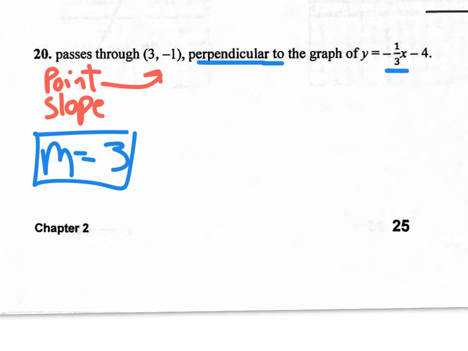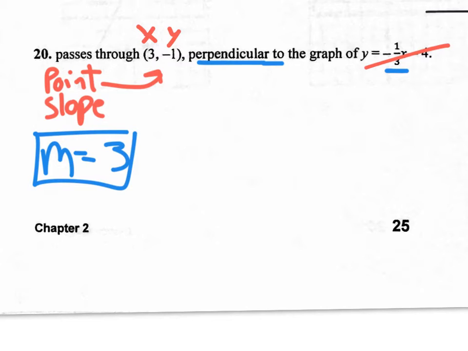Now some people say, well, what about the minus 4? Who cares? This is just an equation, and the only thing that we care about is the slope, because we take that slope, we change the sign, we flip it, and it gives us our slope. I don't need this anymore. I could put a line through it if I want. I don't care, because I already have the information that I want. My slope is 3. How about the point? Well, we know that it's x1, which is 3, y1, which is negative 1.